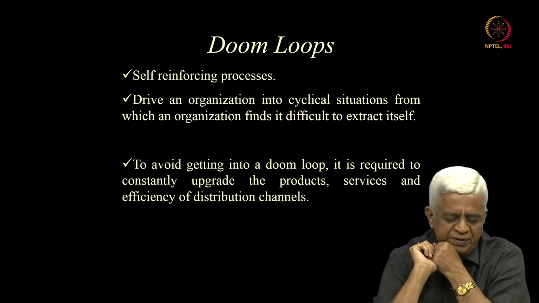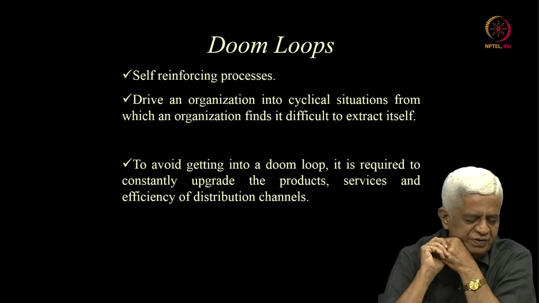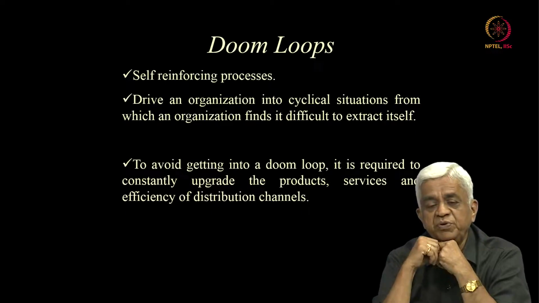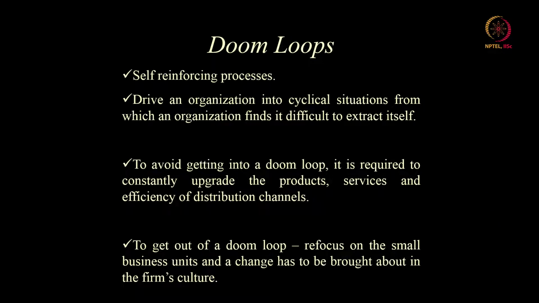To avoid getting into a doom loop, it is required to constantly upgrade the products, services and efficiency of distribution channels. What does it mean? It means that in order to avoid getting into this trap, you should keep on upgrading your products. What do you mean by upgrading your products? You must concentrate on innovation. Innovation in an organization should be a continuous process.